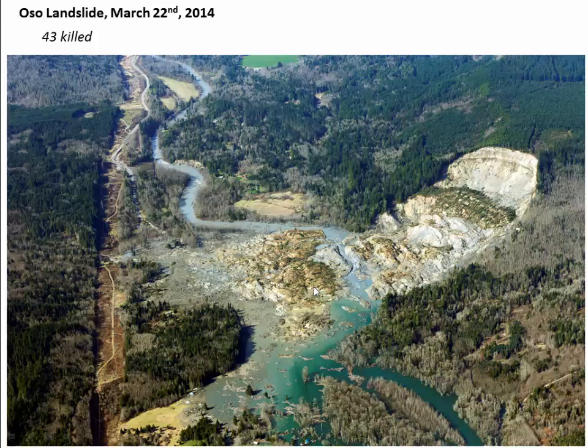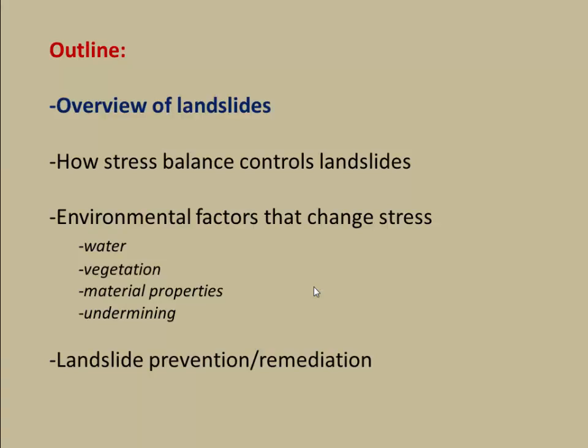So in this video we'll try to understand what the factors were that caused this landslide and how future landslides like this might be prevented. So we'll start out with an overview of landslides, then we'll look at how the stress balance controls the likelihood of a landslide occurring, and then we'll look at specific environmental factors that change the stress balance. That could be things like water, vegetation, material properties, or undermining. And then we'll look at a couple quick strategies for landslide prevention and remediation.